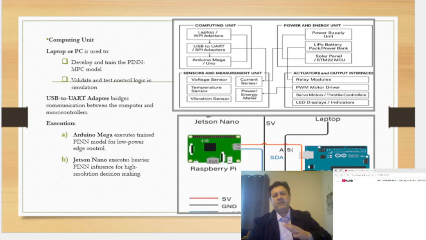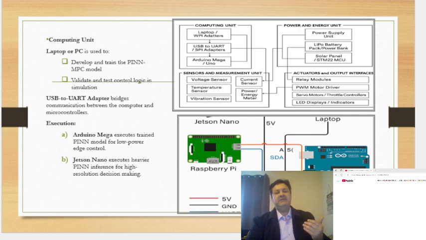So now here is the architecture that I tried to design. So far, the framework has been designed, and let's see the connections. Now, the laptop or the PC is used to develop and train the physics informed neural network predictive model, which is here in the laptop. Then the laptop validates and tests control logic in the simulation. How I did the validation was by running Python in Google Colab.